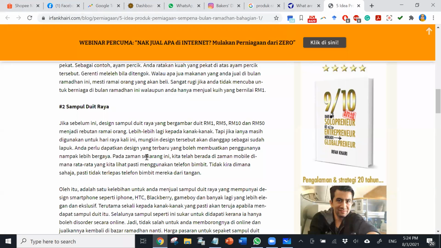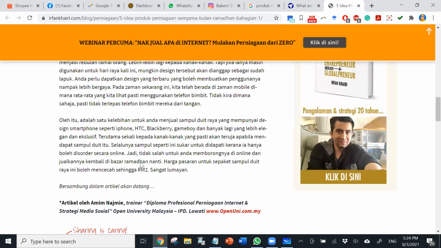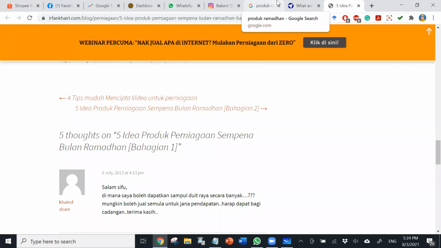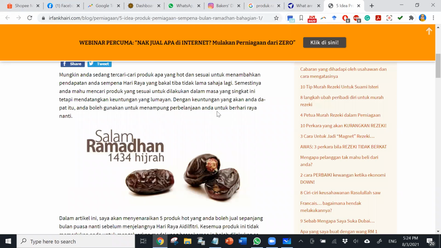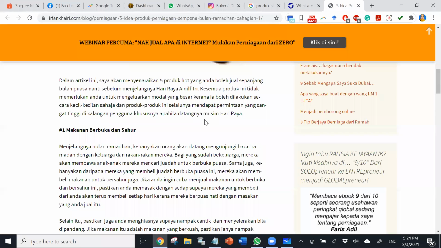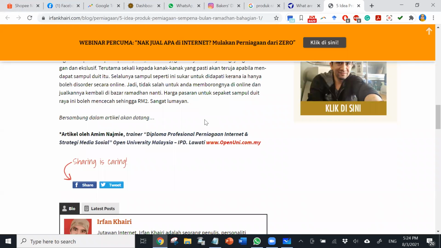So this one, you put the money inside the, what is that, sampul, I forgot. And then for example Raya cookies, which I just went through previously. Baju kurung, the Raya or Eid clothing, or maybe dates. Food, cakes, whatsoever. So you can actually find a supplier that sells all these very hot items during Ramadan.